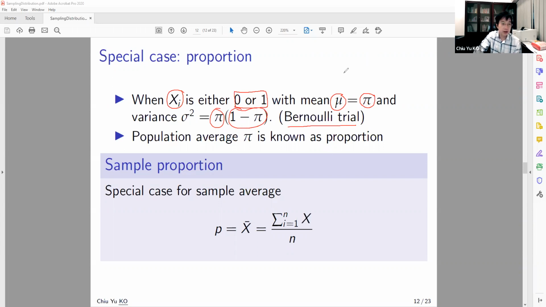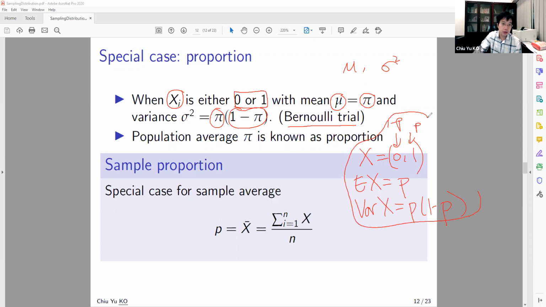So we don't need to have mu and sigma square, right? Because if the population x is only either 0 or 1, then this probability is p and this probability is 1 minus p, right? So the mean of x is p, and the variance of x is p times 1 minus p. This is coming from the binomial distribution, okay?